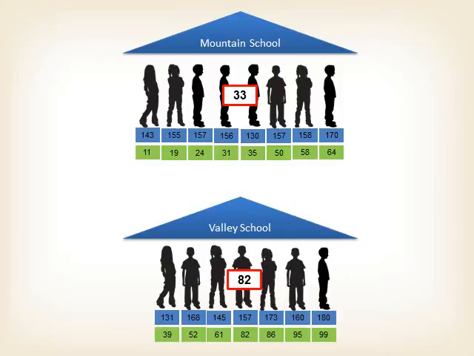Valley School's median growth percentile is much higher. We would say that, regardless of where its students started, Valley School is associated with much higher student growth than Mountain School. The typical student at Valley School is growing as fast or faster than 82% of their academic peers, or students with a similar score history.